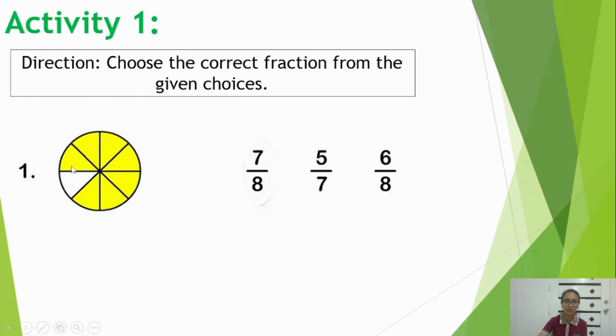First, let us count how many parts are there. 1, 2, 3, 4, 5, 6, 7, 8. Then, our whole is 8. So, mamimili lang tayo dito sa dalawa. And then, how many shaded regions? 1, 2, 3, 4, 5, 6, 7. So, our answer is 7 over 8. Sobrang dali lang. So, kaya nyo na yung kasunod.